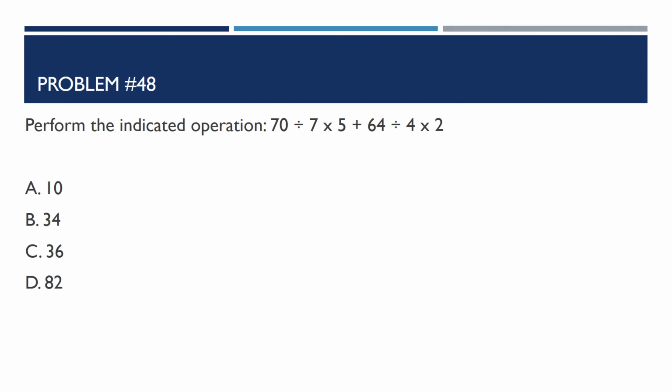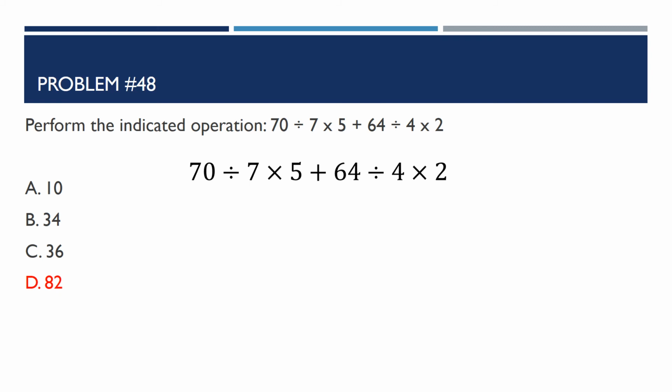Number 48. Perform the indicated operation. 70 divided by 7 times 5 plus 64 divided by 4 times 2. So let us find the answer. The answer for this problem is 82. So how do you get 82? So let's copy first the given, and then we will follow MDOS: multiplication, division, addition, subtraction.